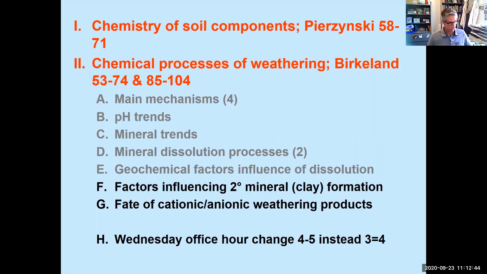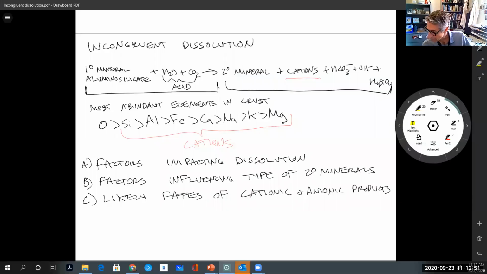Okay, so just by way of review from last time, we had our incongruent dissolution reaction. We have primary minerals, aluminosilicates, reacting with acid, which is the combination of water and CO2, forming our secondary minerals. Our secondary minerals are also joined by cations from our primary minerals: bicarbonate, hydroxide, and silicic acid. And of course, silicic acid is the key to weathering. We must form silicic acid and then leach that out of the system in order for weathering to progress.